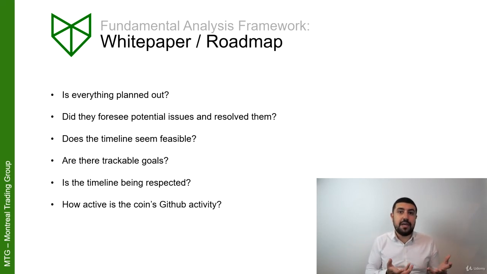This is all you're getting, is if they're doing their work on time, at least that should be good. How active is the coin's GitHub activity? Some of these cryptocurrencies that have applications and other things are going to have the code on GitHub, which is a website, and we're going to look at that later, where you can see the code that they have. Every time they update the code, they commit new code, you can see that on their official GitHub.